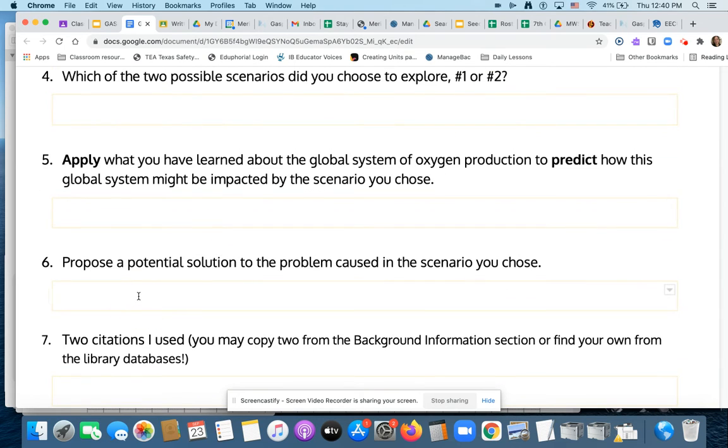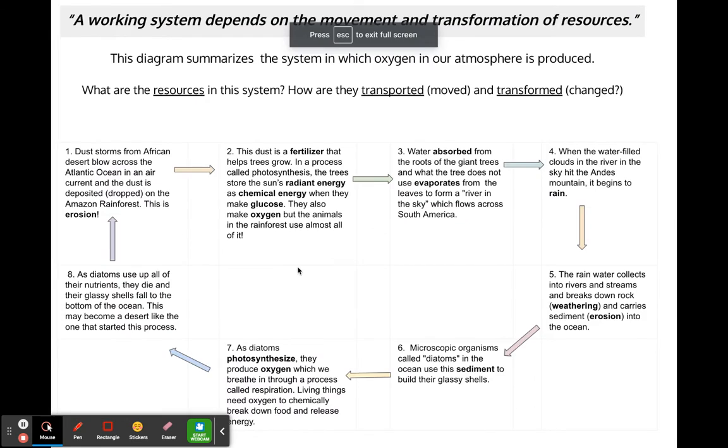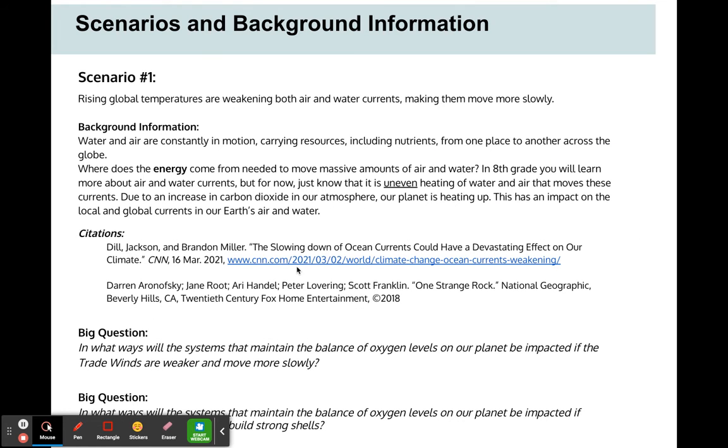Number 6, propose a potential solution to the problem caused in the scenario you chose. So the 2 scenarios each were like a problem, an environmental problem that impacted our global system of oxygen production. Right here's your background information. Okay? Use the background information in order to think, well, if I know how it's caused, I know what causes the problem, what might be a possible solution?